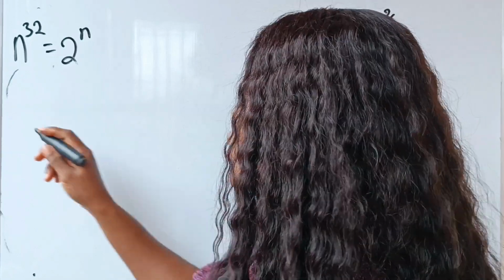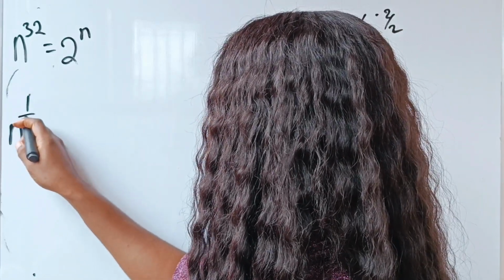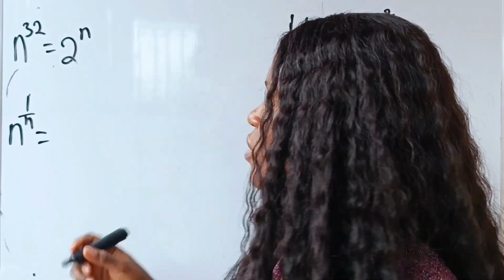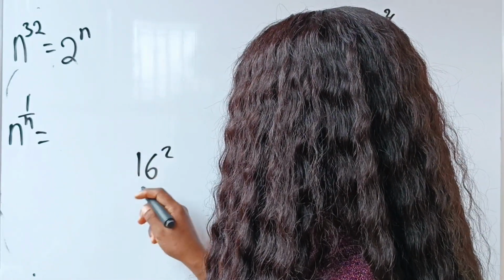Okay. So this is what we have. N raised to the power of 1 over n is equal to 16 squared. What does that give us? Now I'm going to use my trick to do it.